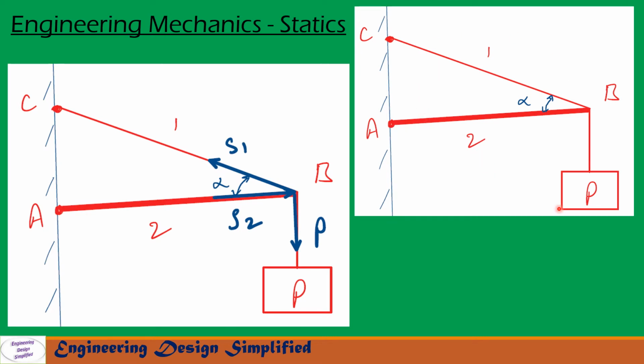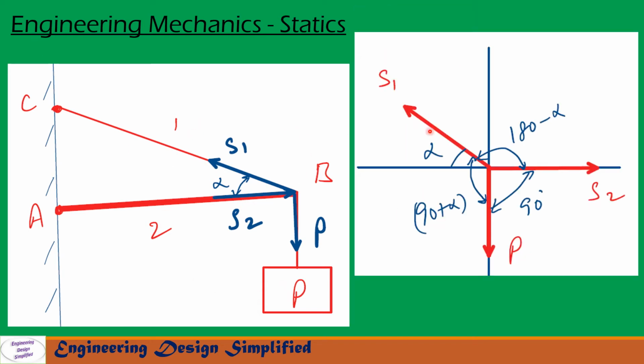So the arrangement is redrawn here, and this member is AB and this member is BC, and the angle between AB and BC is alpha, load P is acting downwards. Now let us see forces and reactions on this member at point B. So the forces and reactions are drawn here. Force P is acting downwards and this member AB will exert a reaction towards this direction that is shown here. And string BC will have a tensile force that is acting towards this direction, and the angle between S1 and S2 is alpha. Now let us draw these forces and reactions on the XY plane.